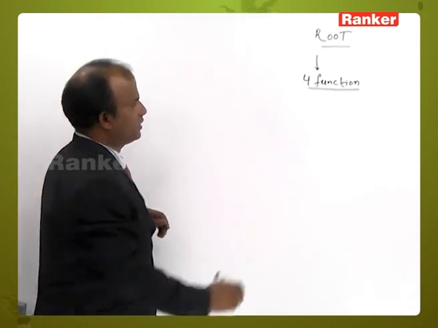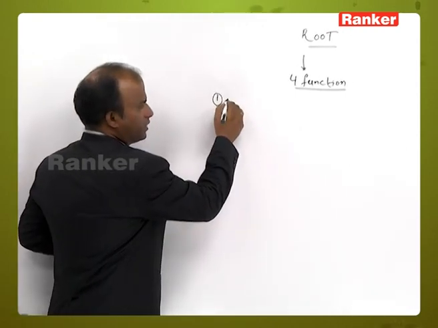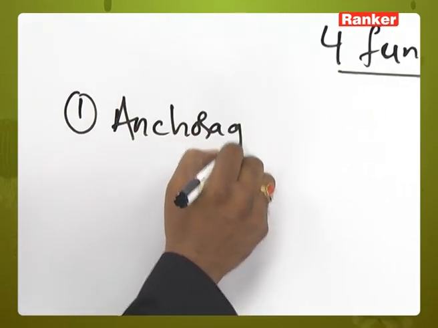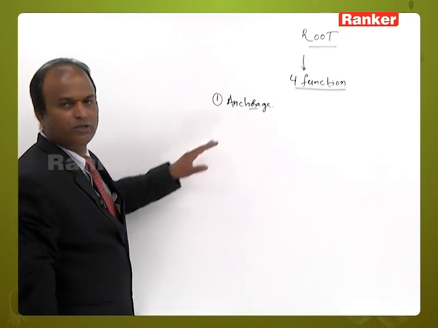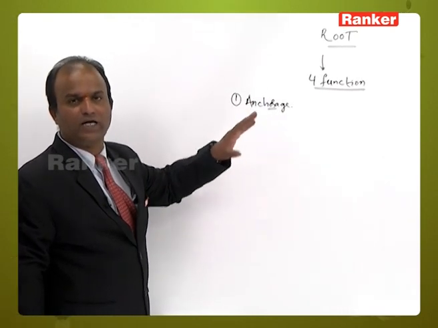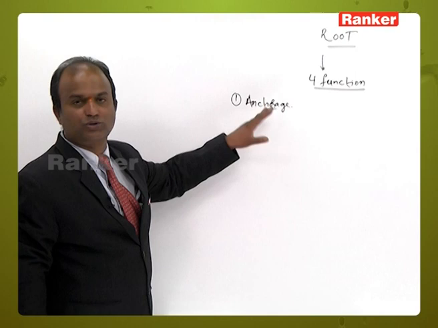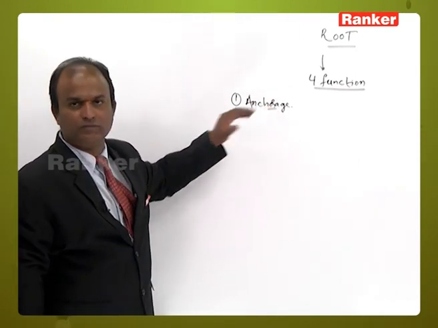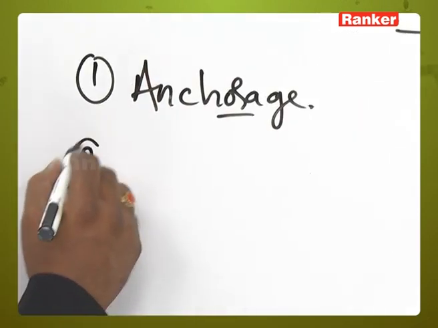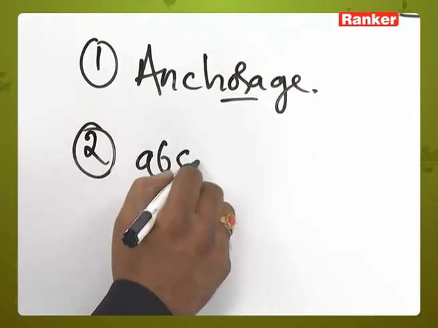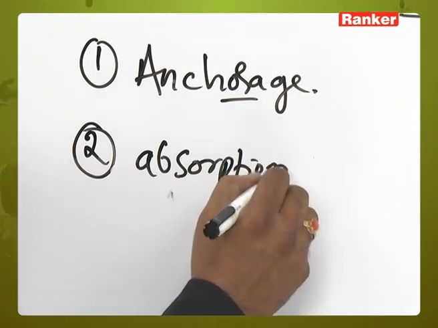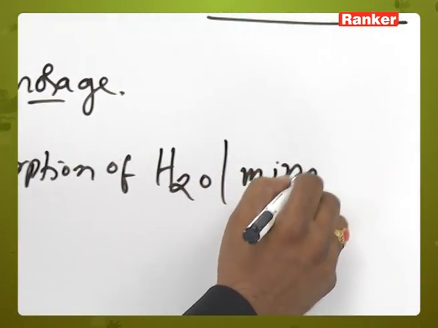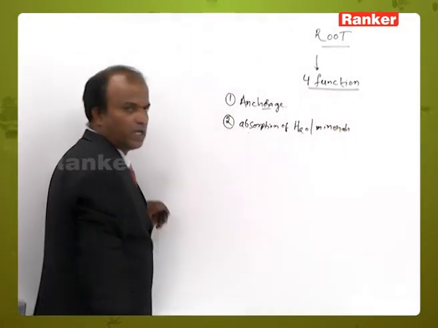Of that, the first function is that it helps in anchorage. That means it gives mechanical strength to the plant, so that the plant can withstand on the root system. And the second function is that it helps in absorption of water and minerals.